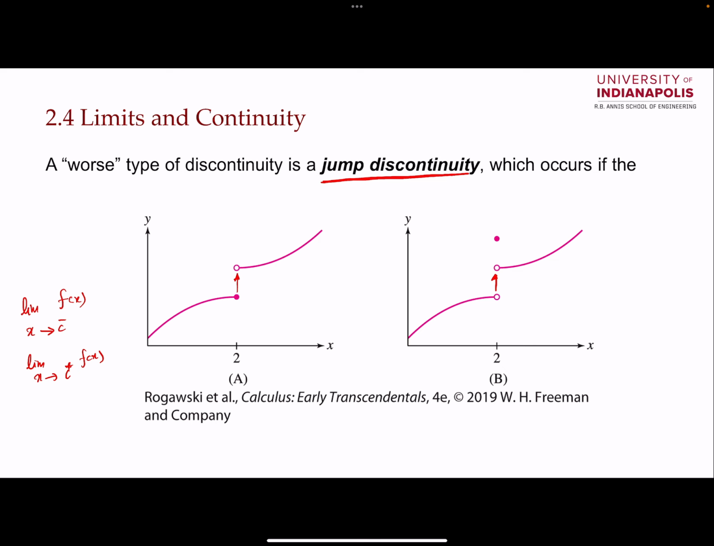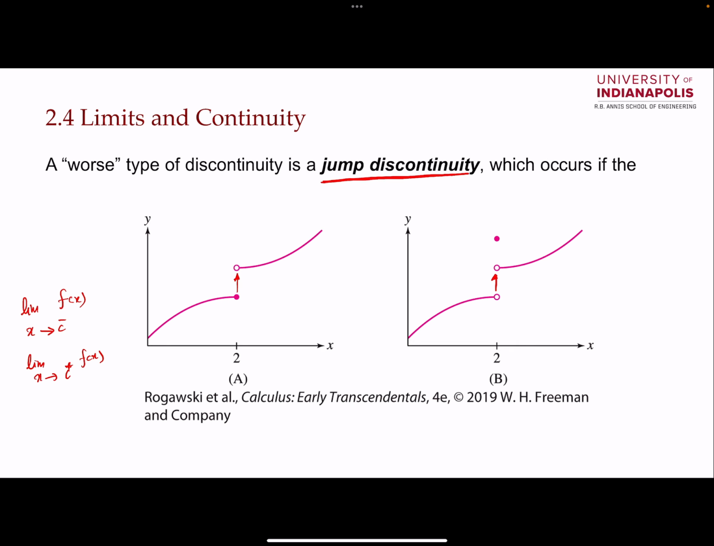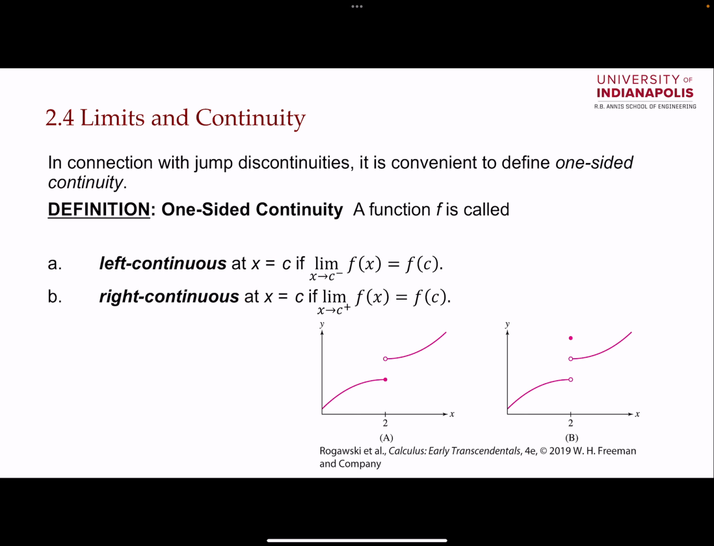With this, we can define one-sided continuity. See, in this case, this function is continuous up to 2, right? And then it's called left continuous at x equals c. You can see that the limit as x goes to c minus of f(x) is equal to f(c).